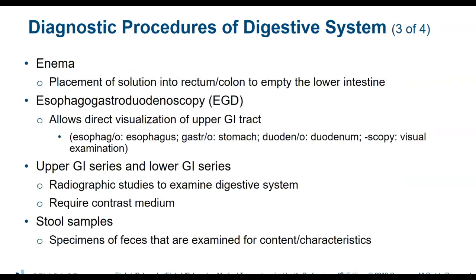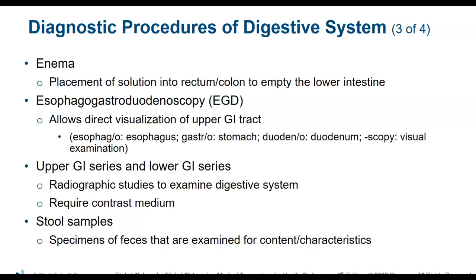You place it in the rectum, you work the solution in, and then it will dislodge or break up the stool, and then we can go to the bathroom. An esophageal gastroduodenoscopy is an EGD. It actually is a scope they put down in the mouth, down through the throat. They look at the esophagus, the stomach, and the first part of the duodenum.